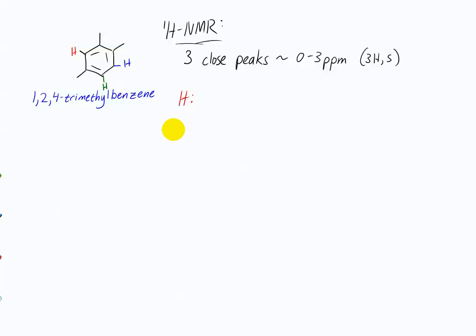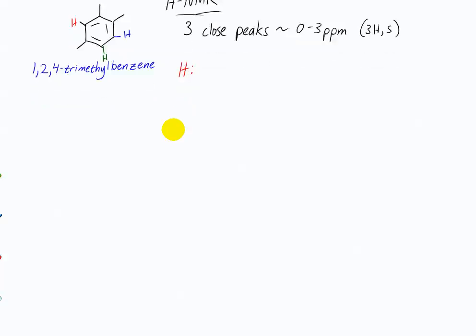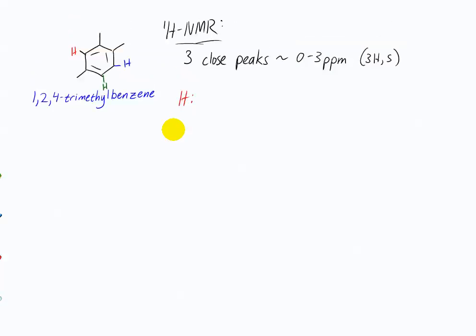Well, I mean, it could be a doublet. In fact, that one's going to be a little bit potentially complicated. So this could be split by this green one in meta-splitting, and then also potentially split by the blue one in para-splitting, which we would expect to be much smaller. So we would expect to see a doublet of doublets, maybe a very small splitting from the para, and then a slightly bigger one from the meta.